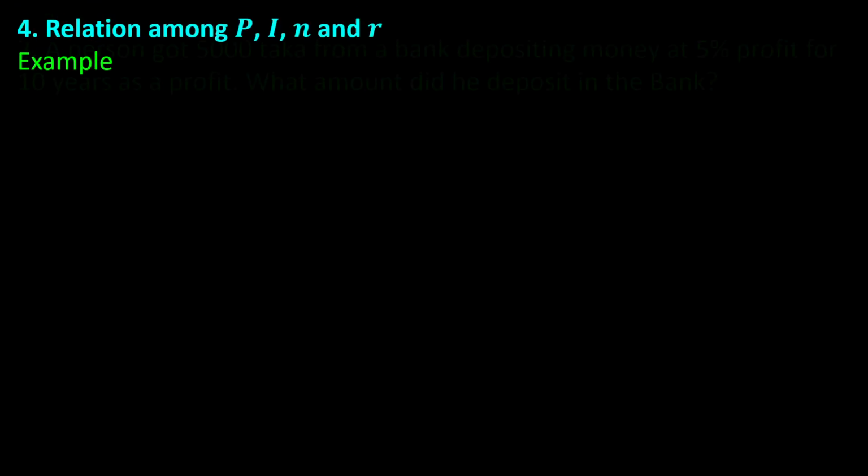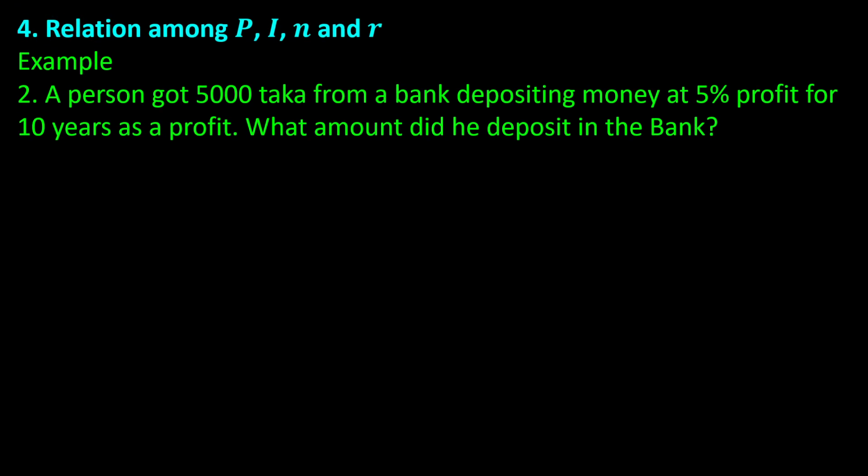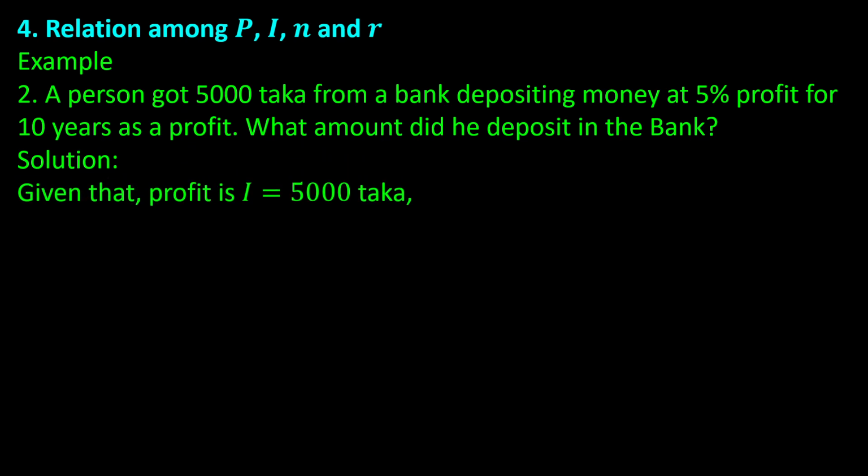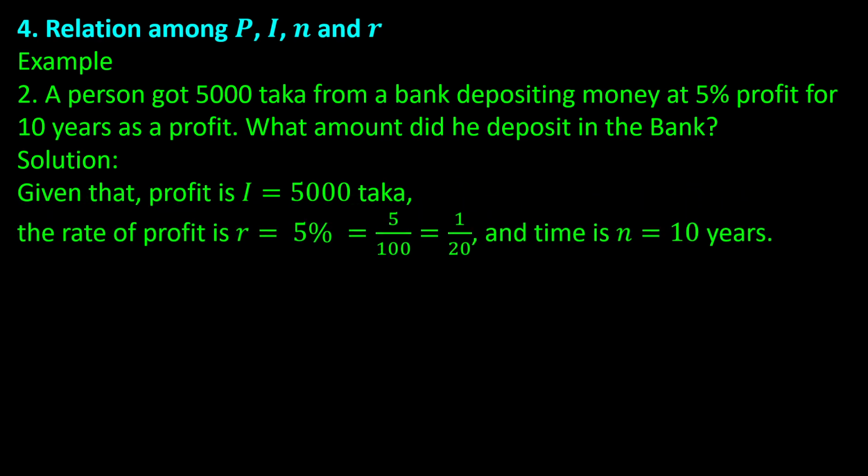In the next example, we get a person got 5,000 taka from a bank depositing money at 5% profit for 10 years as a profit. What amount did he deposit in the bank? Solution. Given that the profit is I equals 5,000 taka, it is given in the question. The rate of profit is R equals 5%, that means 1 divided by 20, and the time is N equals 10 years. We have to determine the amount he deposited in the bank, that means principal.